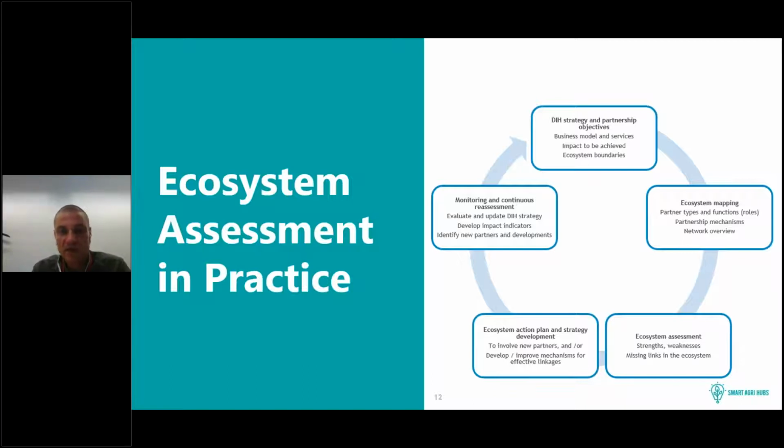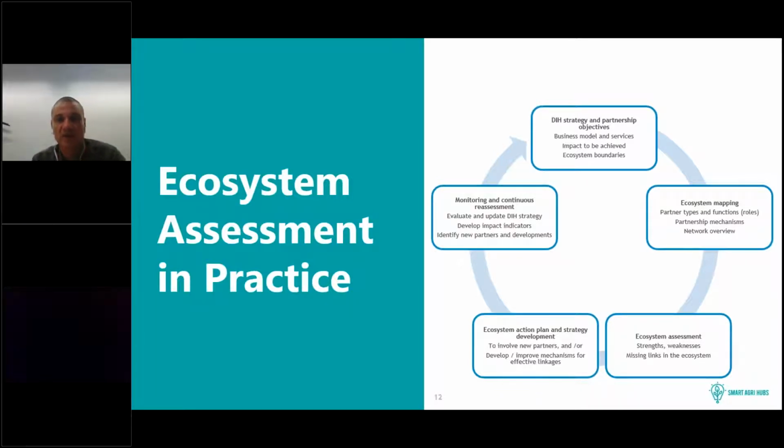After that, you implement this plan, and then after some time, you will do monitoring and continuous reassessment. So I did an ecosystem analysis half a year ago. Things have changed. Are the relationships still good? So evaluate and update your Digital Innovation Hub strategy, develop impact indicators, and identify new partners and developments. And then you can update the strategy. And the whole thing starts anew. So these are basically the steps, and we will now dive into the first step.